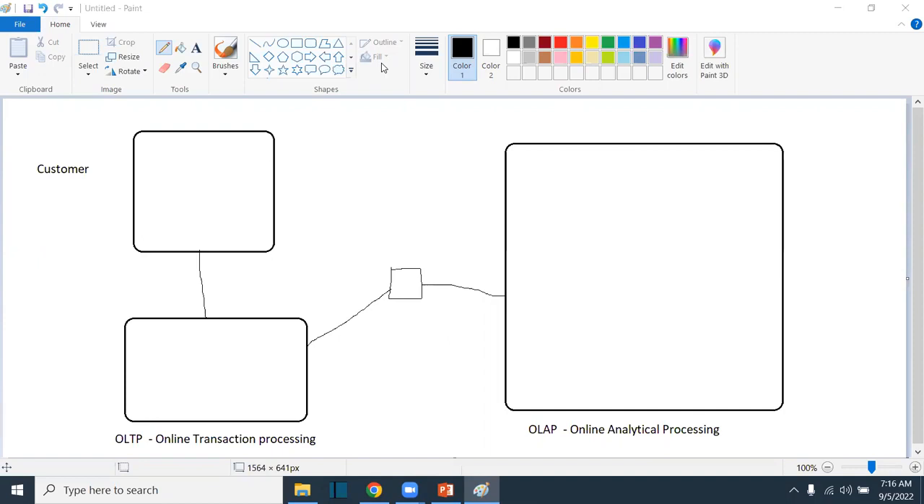This particular database I can go with, this particular data model I can go with, and this much server capability I can go with. Based on that, they will go for the OLTP system, the OLAP system, and then they will go for the reporting from here.